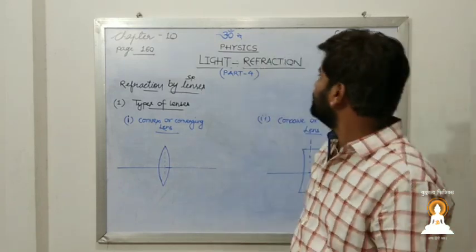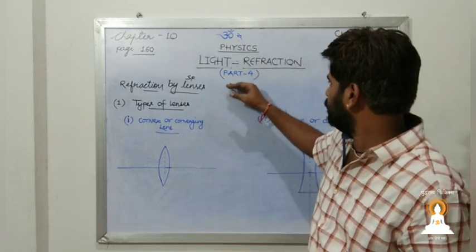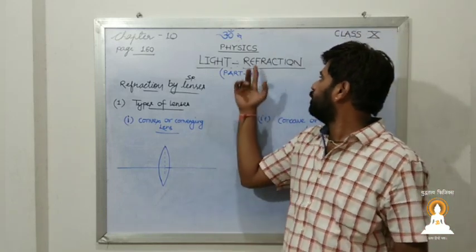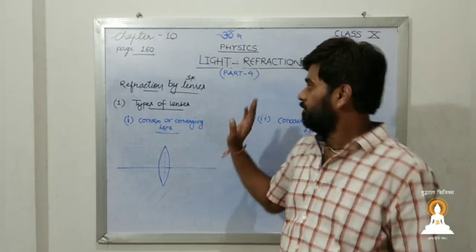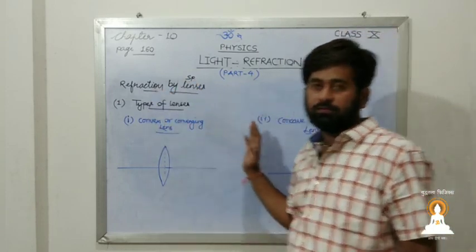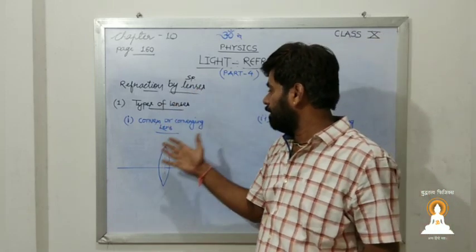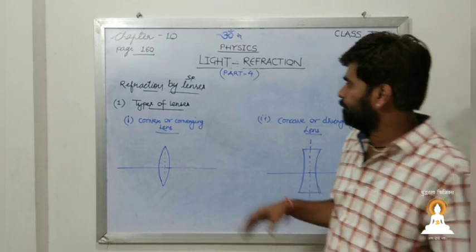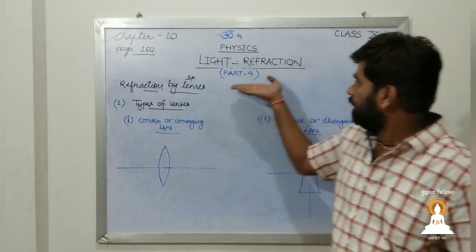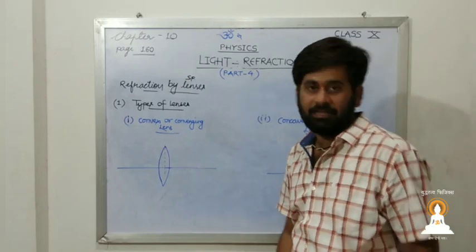Hello dear students. Before this lecture, we have completed part 3 of refraction, in which we have seen the law of refraction, refractive index, and refraction through a parallel glass slab. Now after this, let us move towards refraction by spherical lenses.